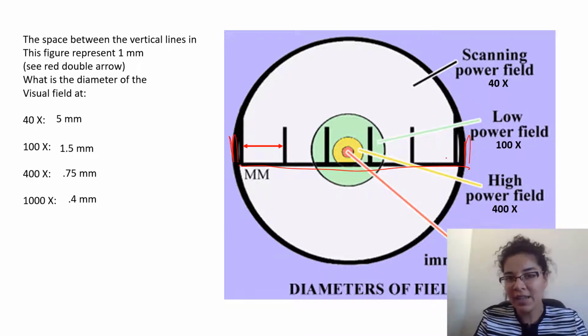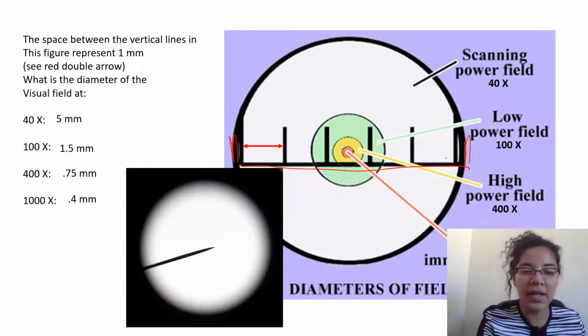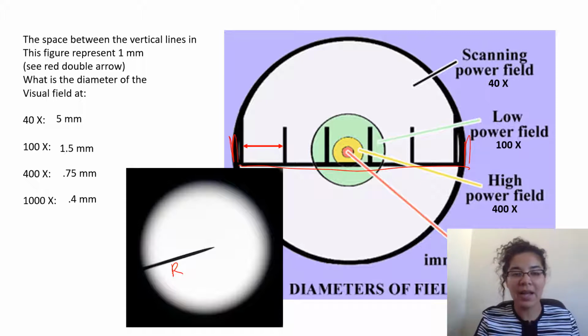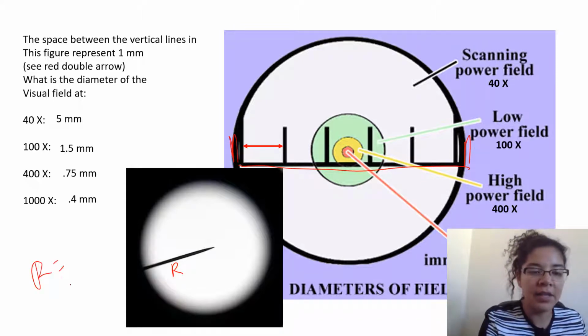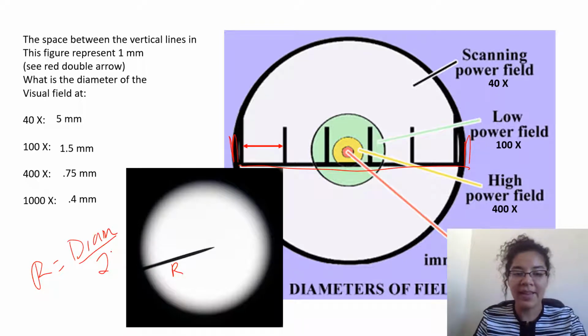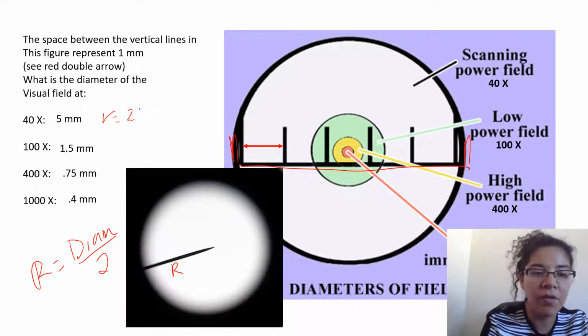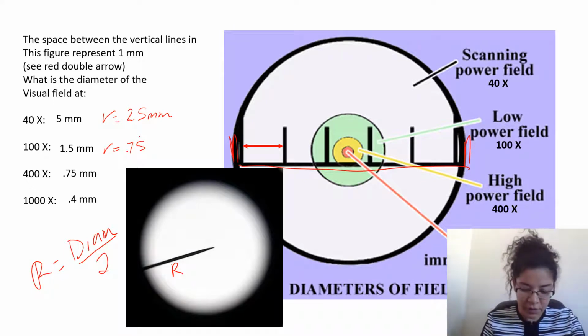Usually, when we're looking under the microscope, the field has a pointer. That pointer is the radius of the diameter, and the radius is half the diameter. So whatever the diameter is, divide by 2, and that's the radius. For 40x, the radius is 2.5 millimeters. For 100x it is 0.75, and so on. That's how to calculate the radius.